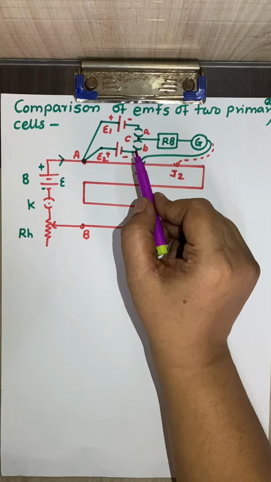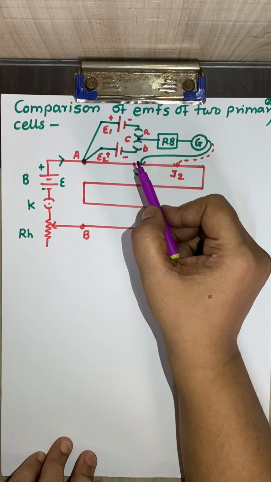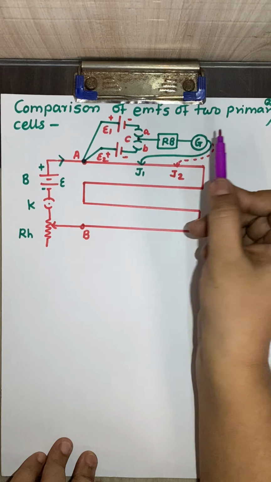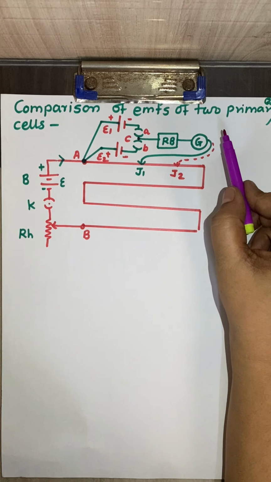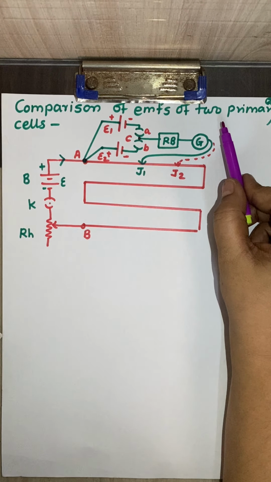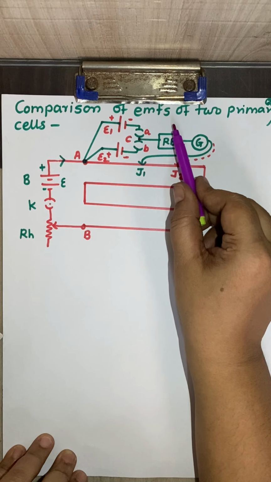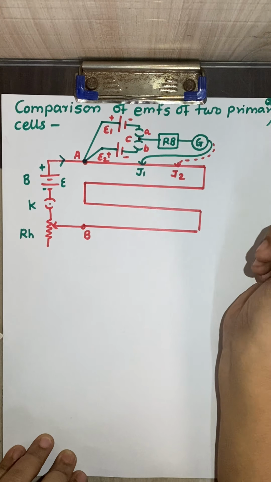Now these two primary cells can be any primary cells, such as a Leclanche cell or a Daniell cell. In our practical also we are going to use the Leclanche cell and the Daniell cell as the primary cells, which are considered to be electrolytic cells. So to compare the EMF of two primary cells, this potentiometer experiment is used.